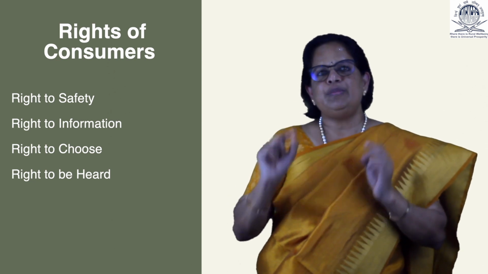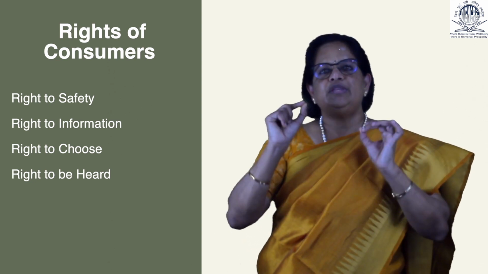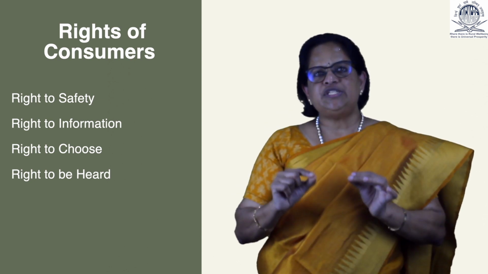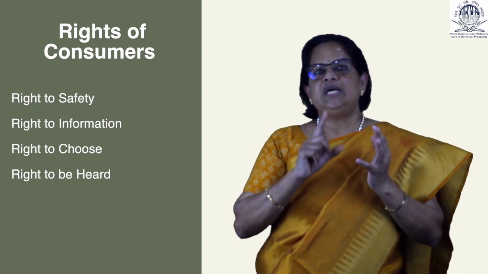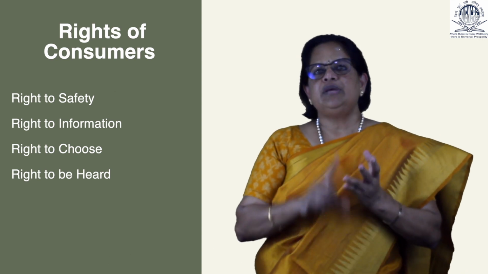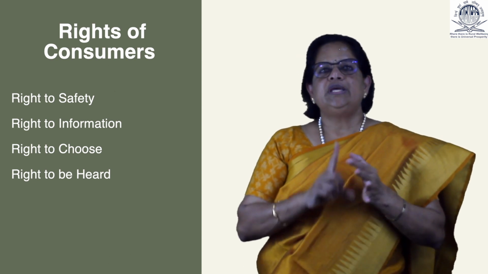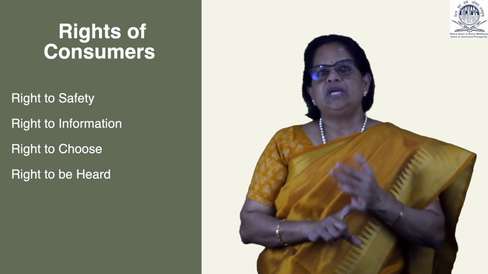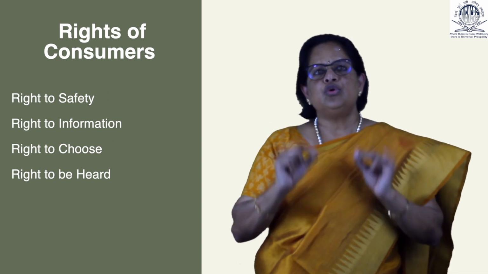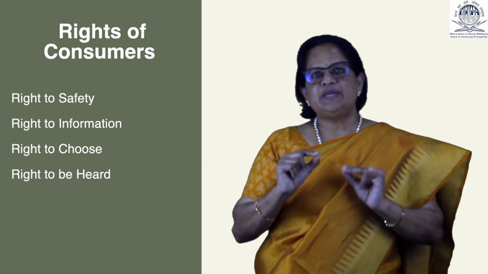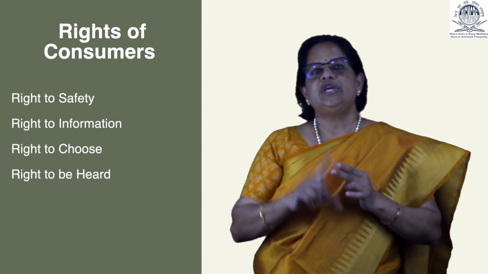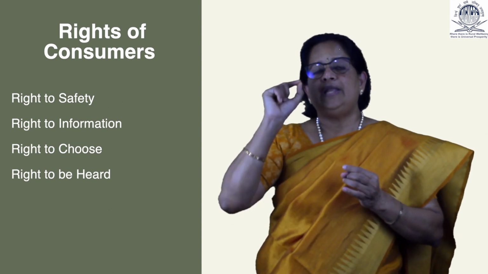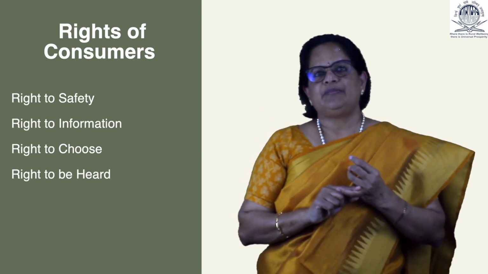The second right is the right to information. Right to information means the right to be given the facts needed to make an informed choice or decision about the factors like quality, quantity, potency, purity, standards and price of product or service. The right to information now goes beyond avoiding deception and protection against misleading advertising, improper labeling and other practices.